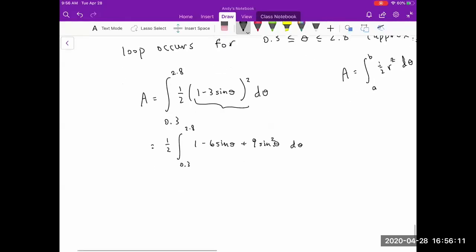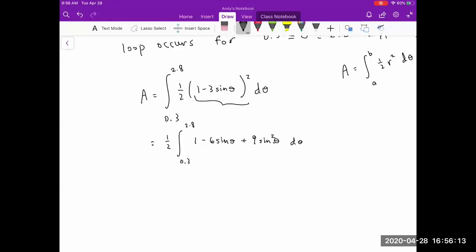So now what? Well, now we know how to antiderive each of these. Antiderivative of 1 is theta. Antiderivative of -6 sine is -6 cosine. Actually, it's positive, because the antiderivative of sine is negative cosine, so the sign changes. The only issue here is what is the antiderivative of sine squared?